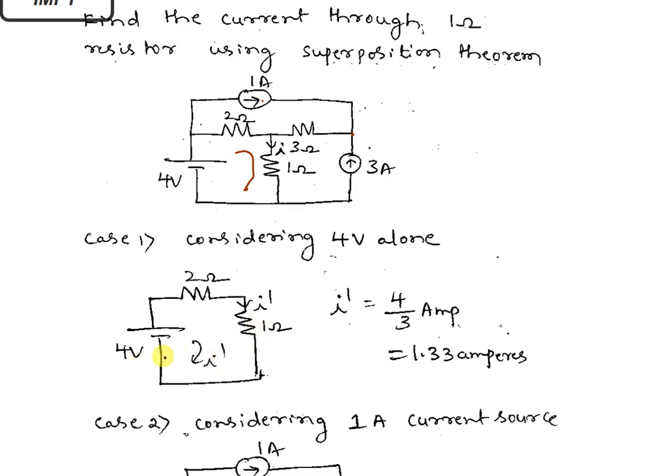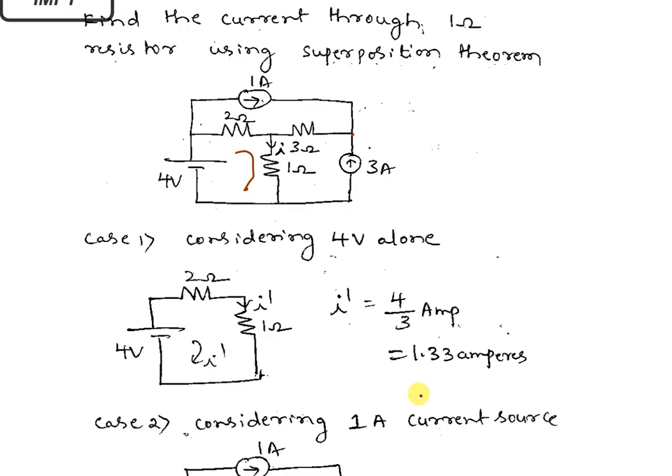If you consider the first case, let us call the current I dash. We are finding the current through 1 ohm, so in the same 1 ohm we are considering the current as I dash. I dash is equal to voltage divided by resistance. The voltage is 4, and the sum of resistances is 2 plus 1, which is 3. So 4 by 3 amps is I dash.